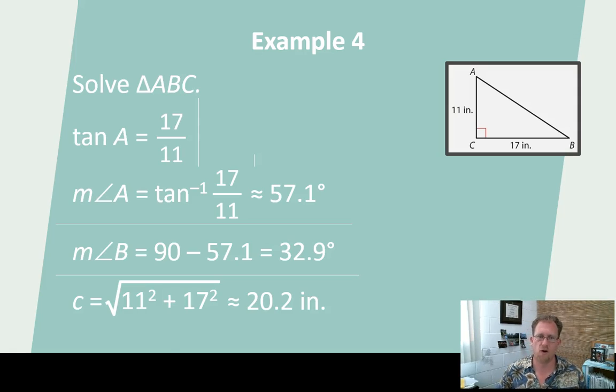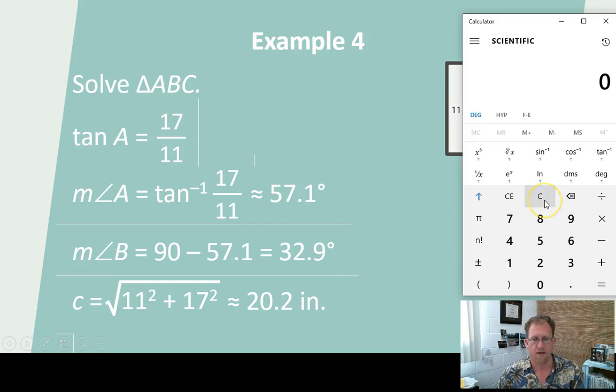Here they want me to solve triangle ABC, and I've been given that it's a right triangle, and I have 11 and 17. So no matter which way I start, with A or B, the first thing I'm going to do is use a tangent function, because I have opposite over adjacent if I'm going to do B, or opposite over adjacent if I'm going to do A. And so here I have tangent of angle A is 17 divided by 11, opposite over adjacent. If I divide 17 by 11 and then hit inverse tangent, it's going to tell me 57.1 degrees.